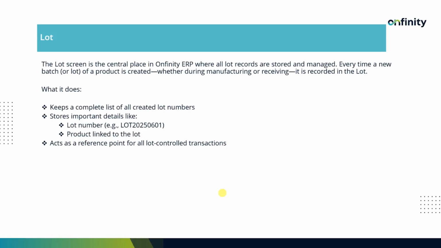The lot screen is a central place in Onfinity ERP where all lot records are stored and managed. Every time a new batch or lot of a product is created, whether during manufacturing or receiving, it is recorded in the lot. This means that whenever you create a new lot during any transaction, you will find it updated on the lot screen. This feature keeps a complete list of created lot numbers and stores important details, such as the lot number itself, for example, lot 202-50601, and the product linked to the lot. It acts as the reference point for all lot control transactions.